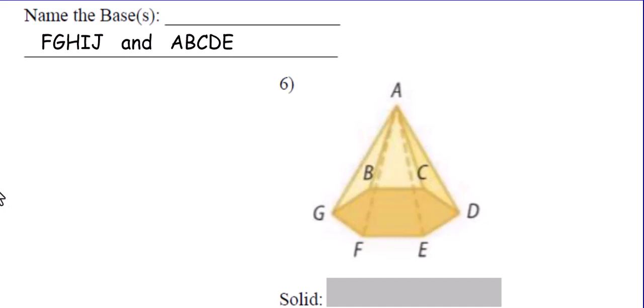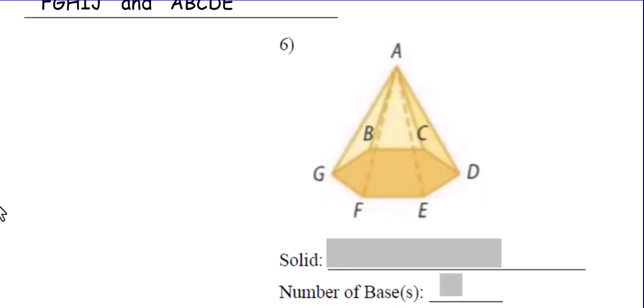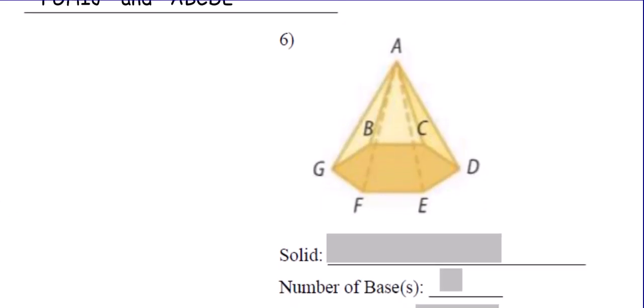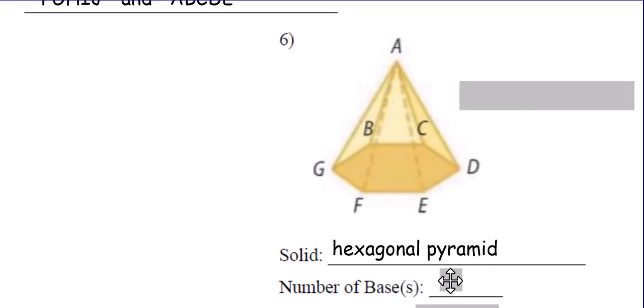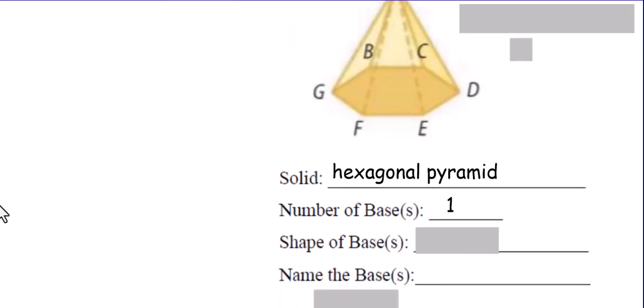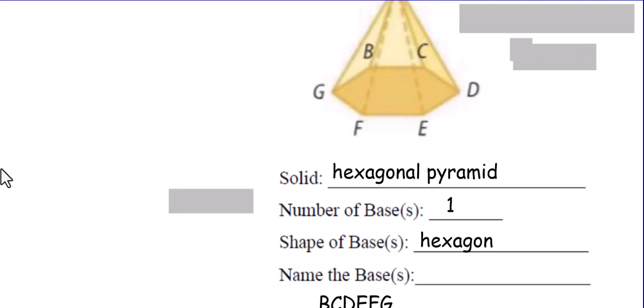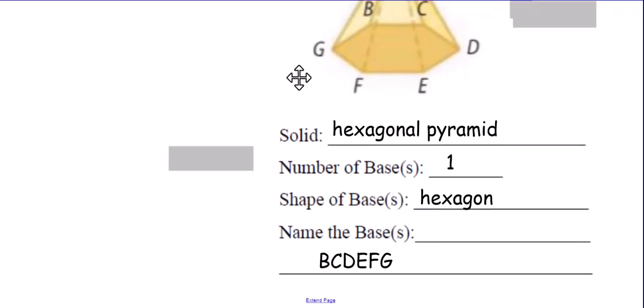Now this last shape we can see the difference here that we don't have parallel faces. So this is going to be a pyramid, and the shape of the base is a hexagon. There are 6 sides, 1, 2, 3, 4, 5, 6. So we are going to call this a hexagonal pyramid, and again, just a single base here. The shape of the base is going to be a hexagon because, again, it has the shape of a hexagon. And the way we would name this base is I chose BCDEFG. I just went around clockwise starting with the letter B.